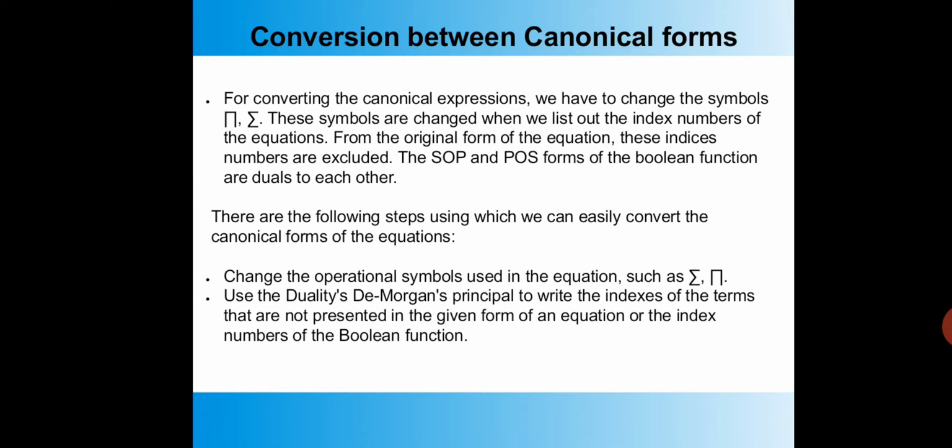There are the following steps using which you can easily convert the canonical form. First, change the operational symbol used in the equation, such as sigma and pi. That operational symbol has to be changed. The second thing is to use the duality, De Morgan's principle, to write the indexes of the terms that are not present in the given form of the equation, or the index numbers of the Boolean function. You just have to use De Morgan's principle to write the indices. These are the two main steps you have to follow.